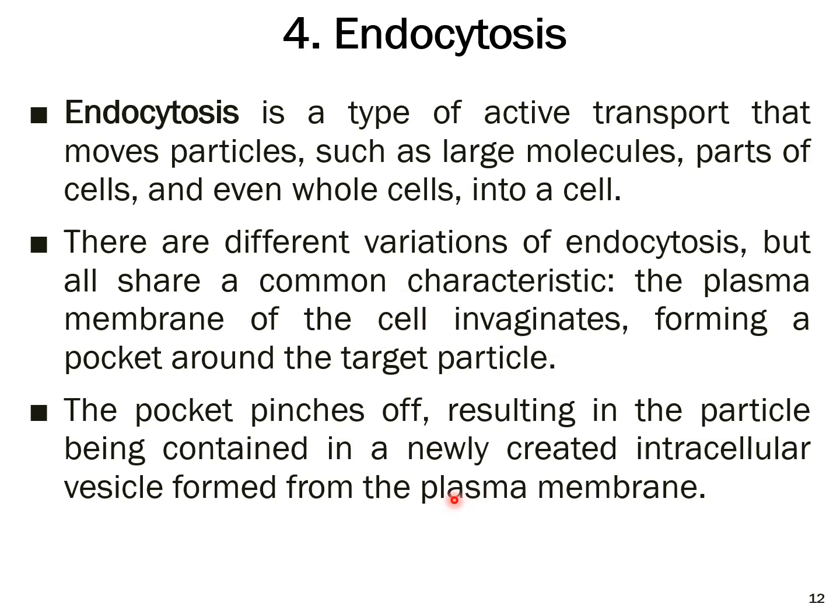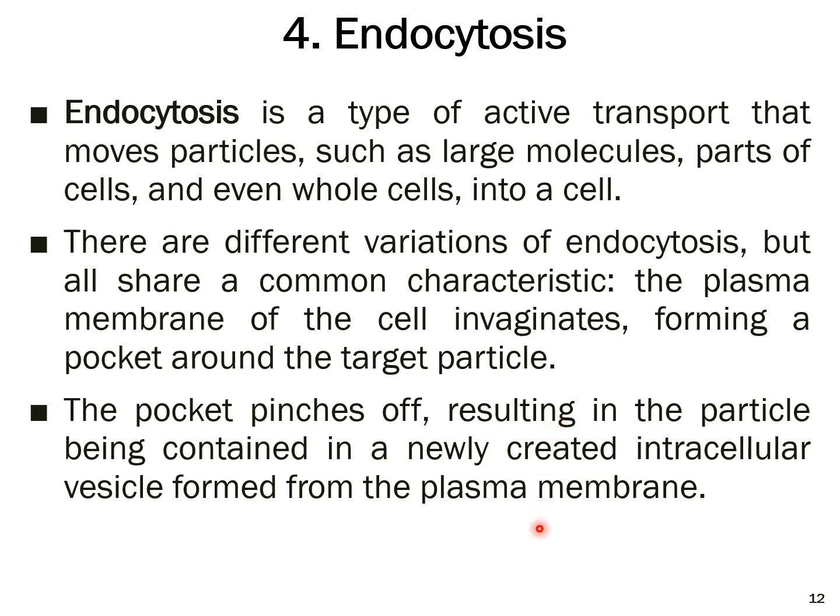So what happens in endocytosis is that the plasma membrane invaginates, creating a little cavity, and then it wraps around the particle which it needs to take inside. It forms a pocket around it, and then the pocket pinches off, resulting in the particle being contained in a newly created intracellular vesicle. That portion pinches off around it, and the particle gets enclosed in a little newly created membrane, a vesicle formed by the plasma membrane.